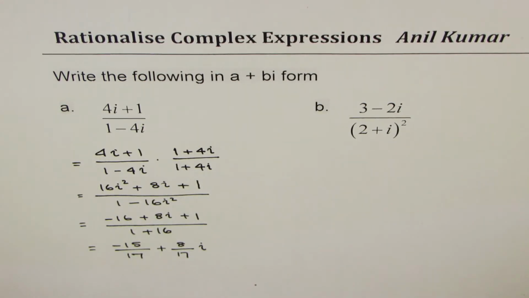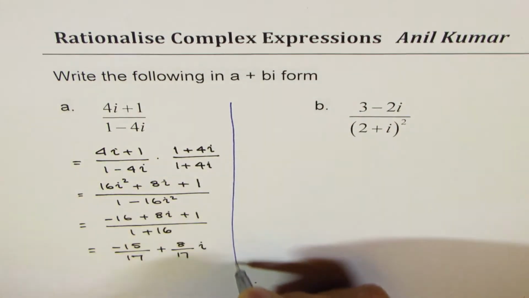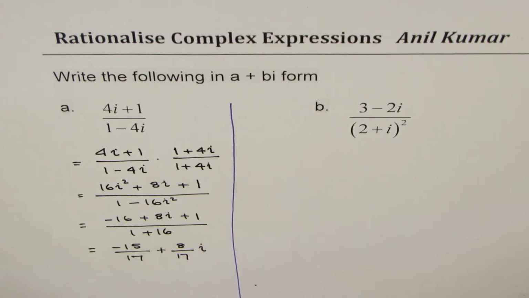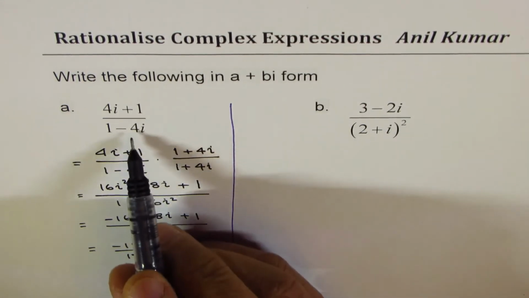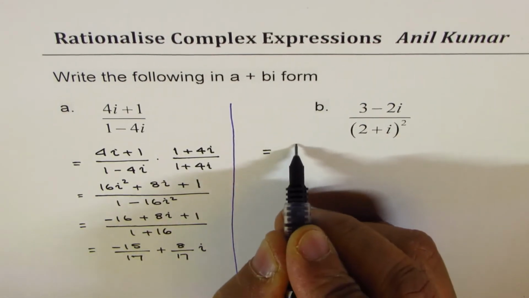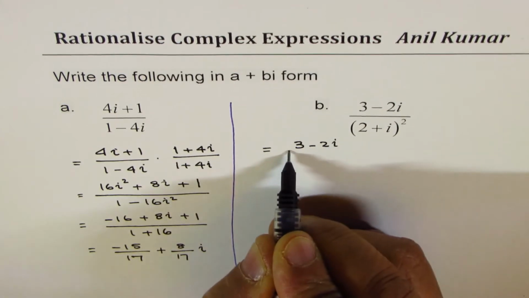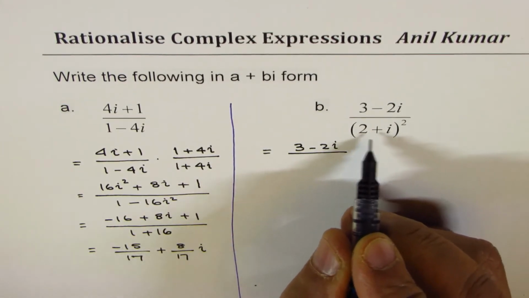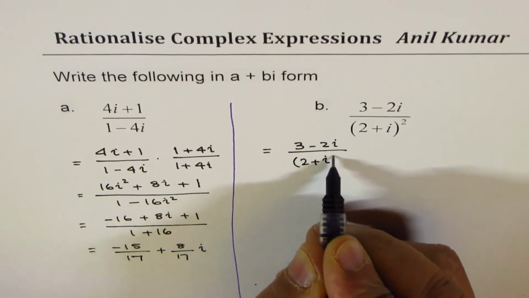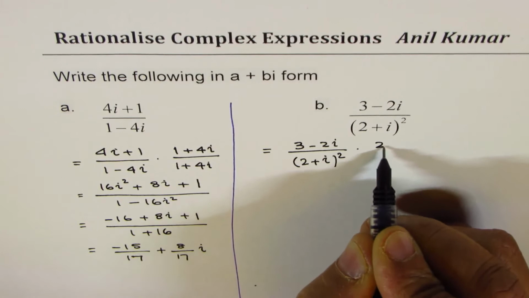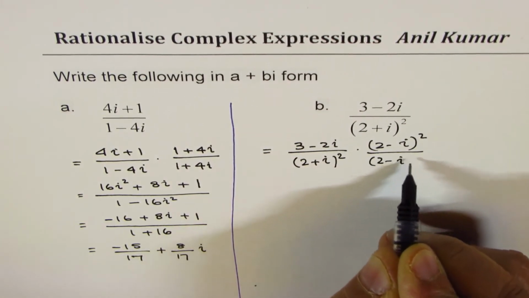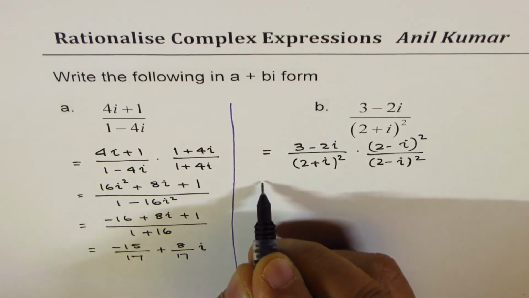Now I'd like you to try the next one, which is 3 minus 2i divided by 2 plus i whole square. Now the difference here is that the denominator has a whole square. So how should we do it? This time when you rationalize, you should be multiplying and dividing by 2 minus i whole square, right? So we'll do this as 2 plus i whole square times 2 minus i whole square divided by 2 minus i whole square. So that is a critical step.